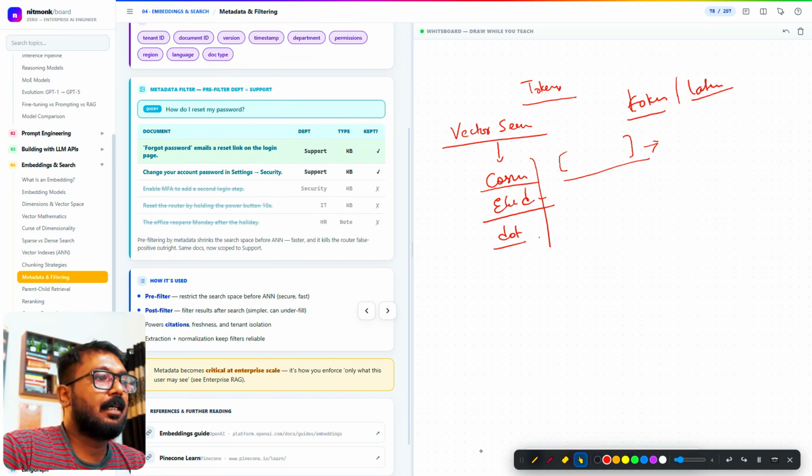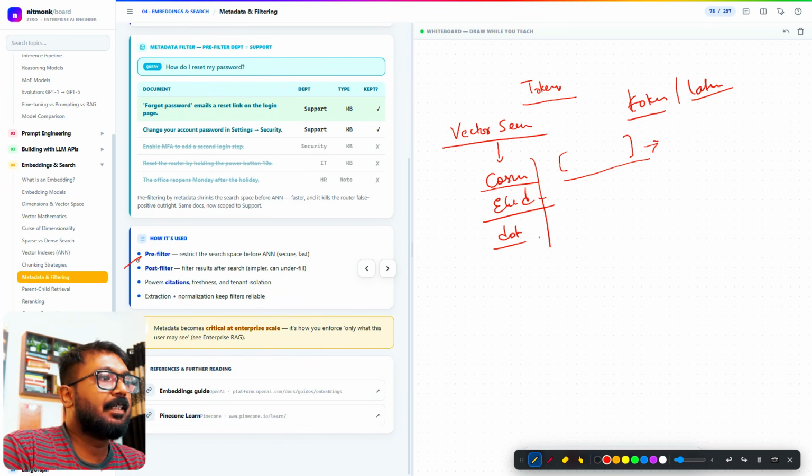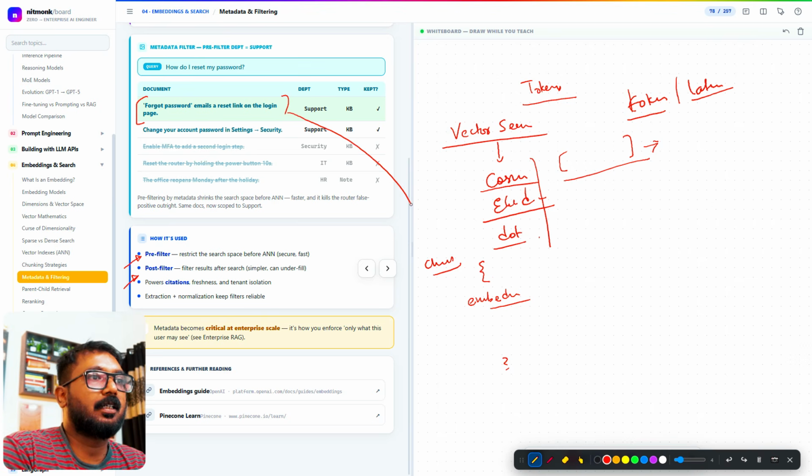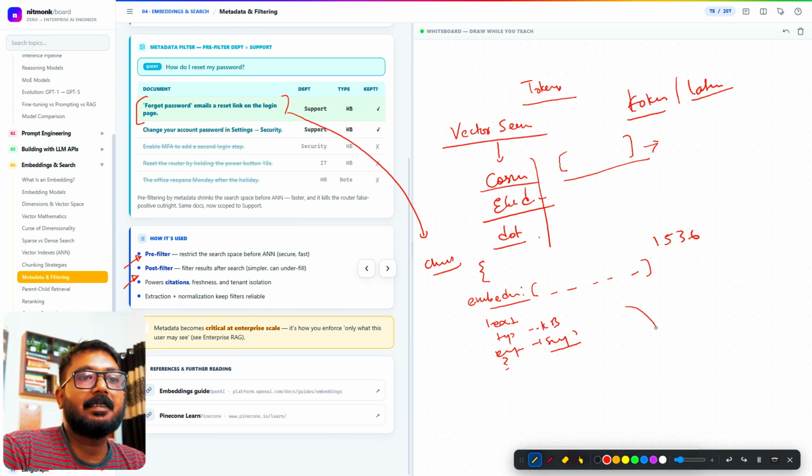Now, if we talk about how it's used, pre-filter and post-filter mean you have given the complete metadata, like the JSON that you generate. Let's say there is a chunk, and for this chunk you generate a JSON. Here are the embeddings, say 1536 dimensions, and there you put the text, you also put the type, which is KB, knowledge base. You put the department, which is support. And then once you index these things, these JSONs go in as numbers.